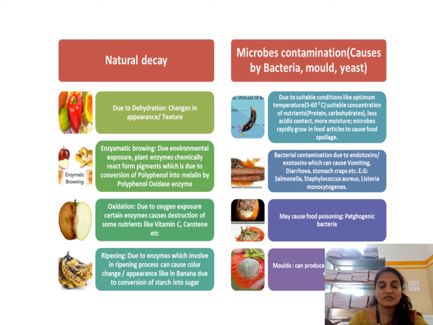One example is the browning of an apple. When we cut it open and expose it to the environment, what happens? Oxidation occurs and the vitamin content is reduced. And ripening: enzymes involved in the ripening process can cause color changes or changes in appearance, like in a banana, due to the conversion of starch into sugars.